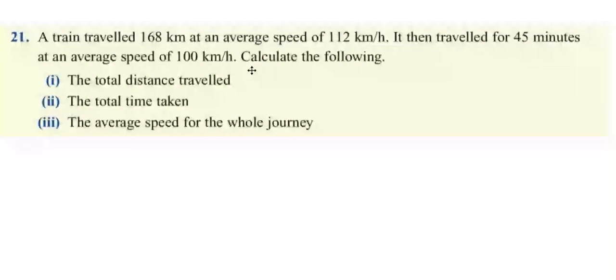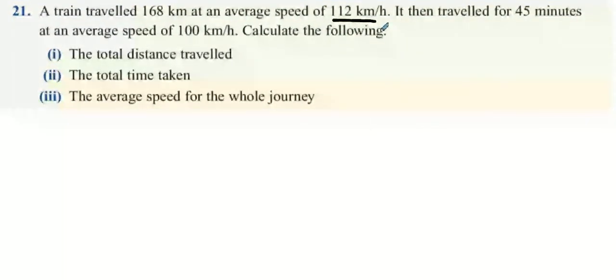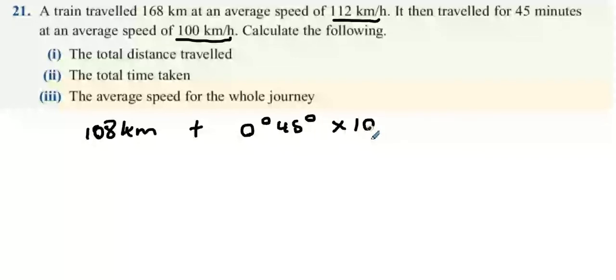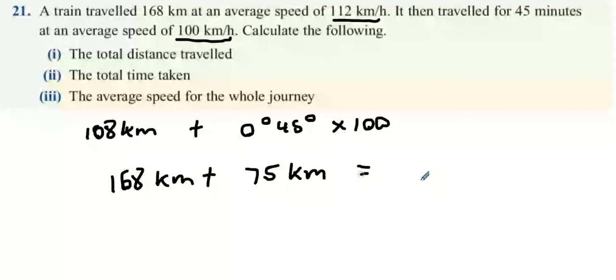21. A train traveled 168 kilometers at an average speed of 112 kilometers an hour. It then traveled 45 minutes at an average speed of 100 kilometers an hour. Calculate the following: the total distance traveled. Well, I traveled 168 kilometers in the first part, and then the second part should be 0 hours 45 minutes multiplied by 100, or 3/4 of an hour, isn't it? So everybody be happy with 75 kilometers plus 168 kilometers, which will give me 243 kilometers. The total distance traveled is 243 kilometers.